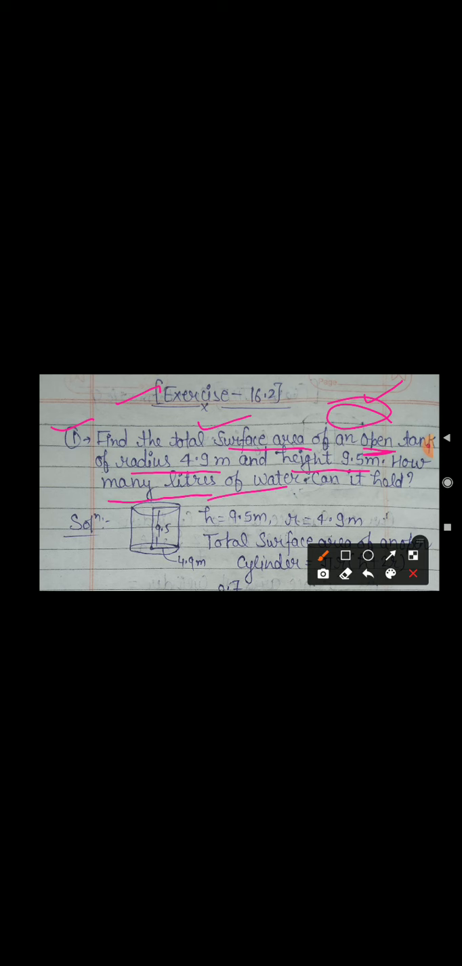Okay, so here h is equal to 9.5 and r is equal to 4.9 meter of a cylinder, and then you have to find the total surface area. This is your formula of the total surface area. So how to find the total surface area? You have to use this formula. Total surface area is equal to pi r (2h plus r). Then you have to calculate these things and get your answer.